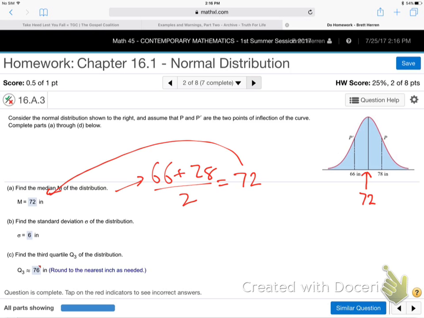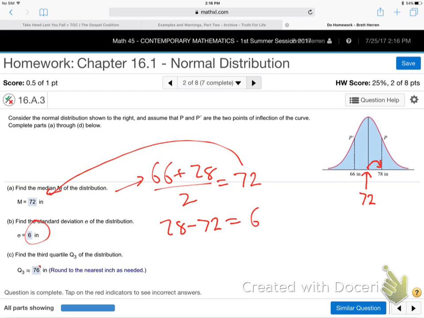Now they want me to find, on part B, the standard deviation. Remember what that is. That's how far from the middle, first jump to the right or the left, you can go either direction. How far from the middle to the first jump to the right? Well, looks like 6, doesn't it? 78 minus 72, 6.